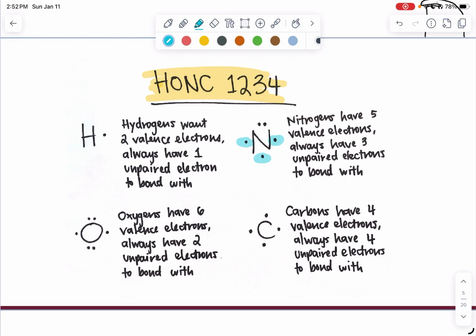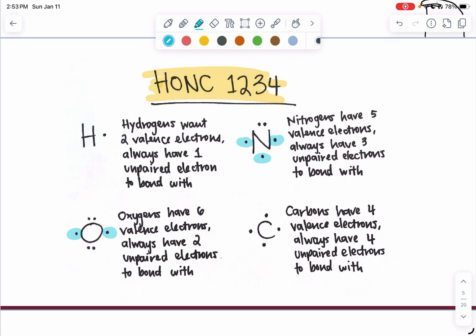All right, oxygen has 6 valence electrons. It has 2 that are unpaired, highlighted in blue. So it tends to have 2 bonds, and then we'll have 4 non-bonding electrons. All right, you could also refer to that as 2 lone pairs or 2 non-bonding pairs of electrons.